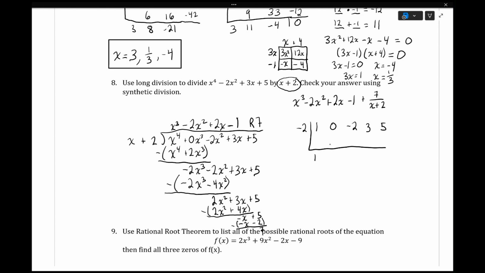Then I add down and multiply up. And so let's see, negative 2 times negative 2 is 4. I add the negative 2 and the 4 and get positive 2. 2 times negative 2 is negative 4. 3 plus negative 4 is negative 1. Negative 1 times negative 2 is 2. 5 plus 2 is 7. And that matches because I have that 1 is the same as the 1x cubed, negative 2 times x squared plus 2x minus 1 plus a remainder of 7 over the divisor. So that all checks out.